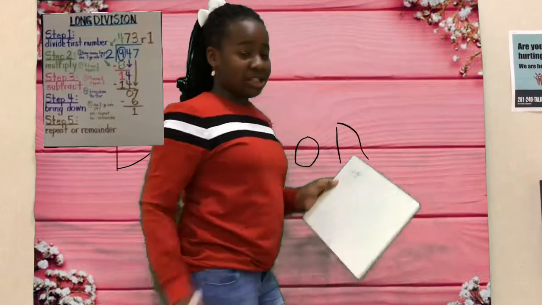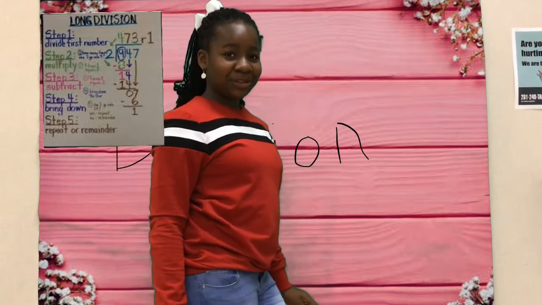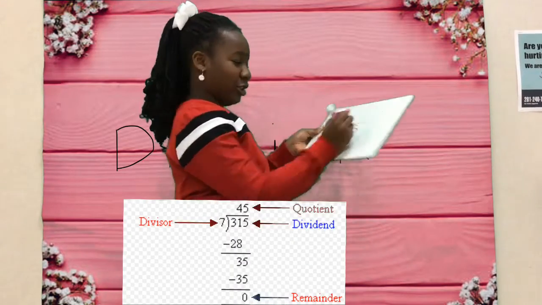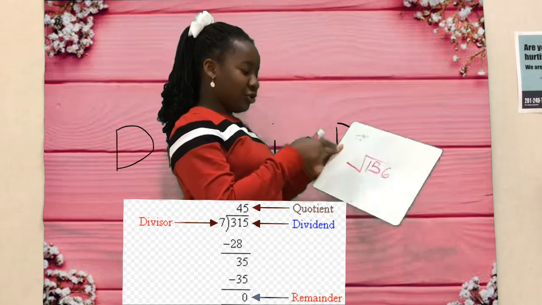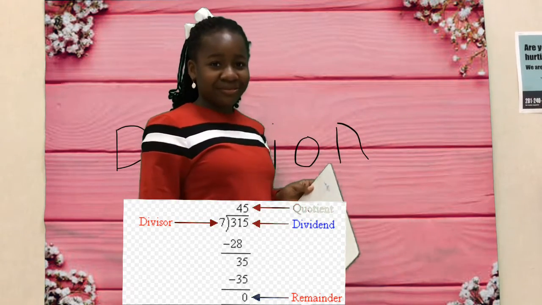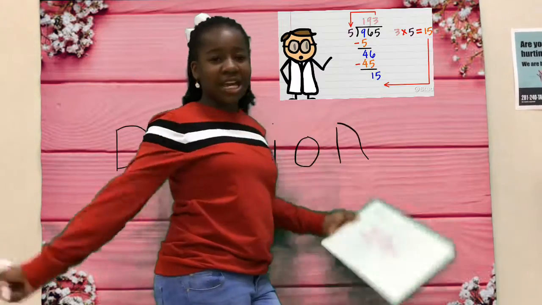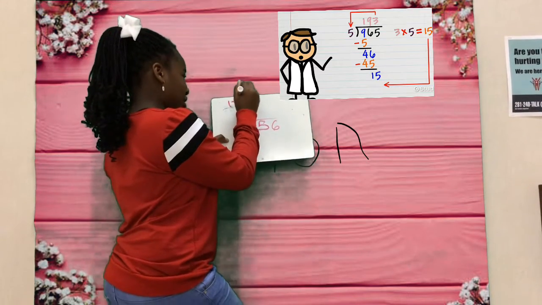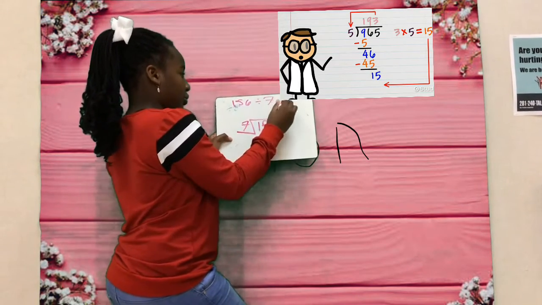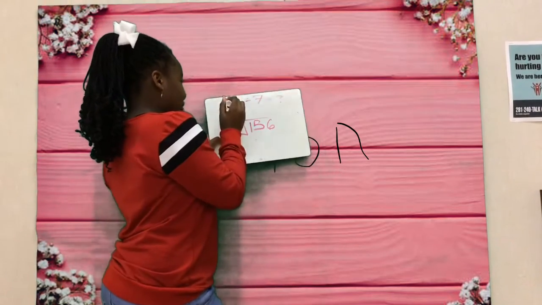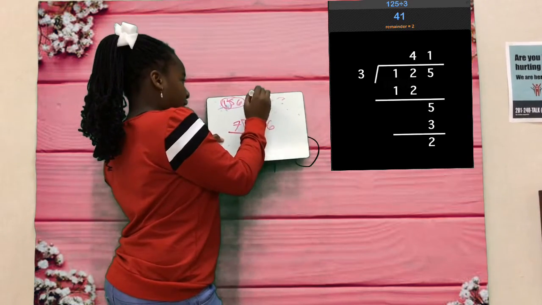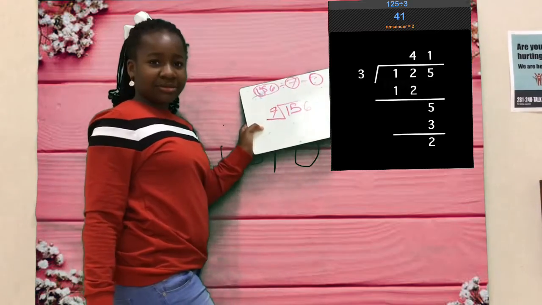Okay, so choose a number. 156. Choose one number that's one digit. 7. Okay, peeps. The problem is 156 divided by 7 equals blank. That's what we're gonna figure out. Now, like I said, this number is the dividend, this is the divisor, and this is the quotient.